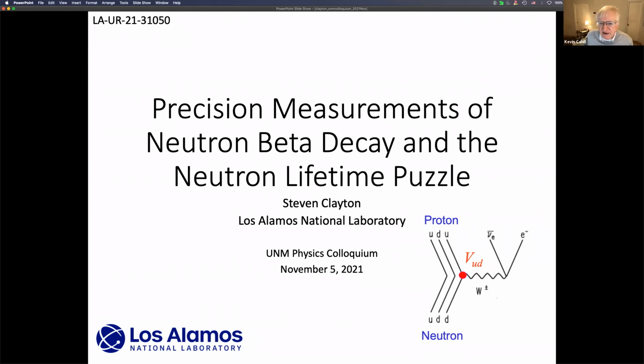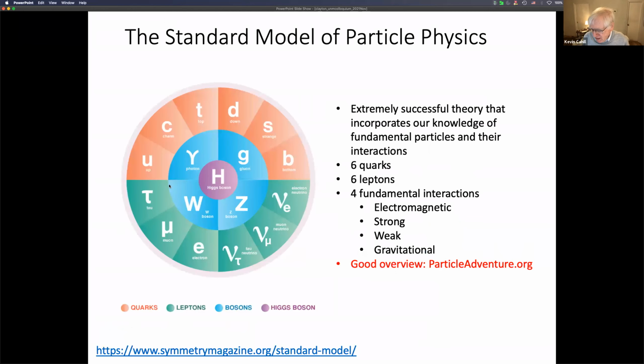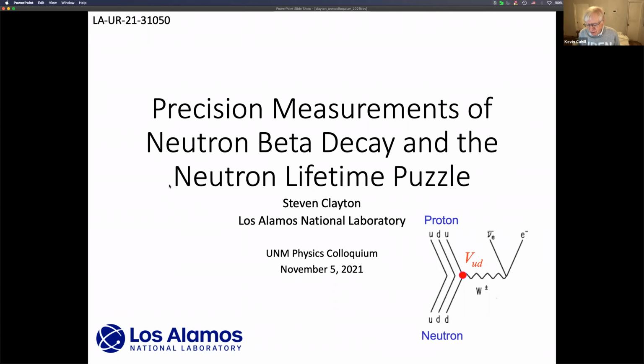Okay, so we're very lucky to have Dr. Clayton of Los Alamos give us the lowdown on the tension between the beam and bottle experiments on the neutron lifetime. He's been at Los Alamos for a decade or more, and he's an expert on this subject. So I'll let Dr. Clayton take over now.